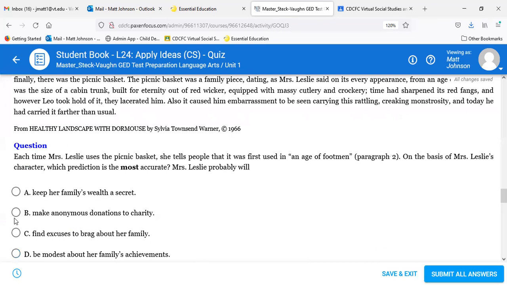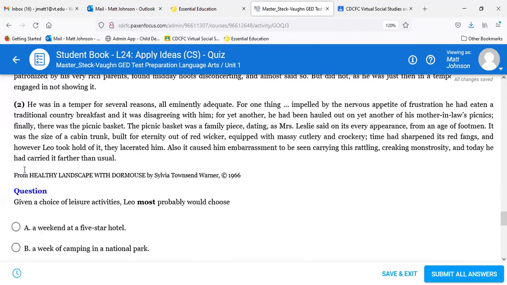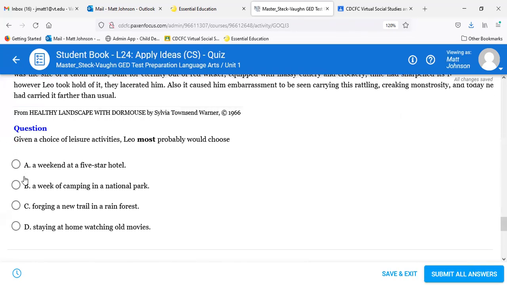C for 4. Footman, this one is kind of weird because you have to know what a footman is, right? But that's basically a servant. And this is in London, so you would have footmen to carry stuff like that. So when it says the picnic basket is as old as the age of footmen, she would have had somebody carry it for her. So you could think that this is also somebody who's well-to-do and wealthy and would find excuses to brag about her family. So 4 is C. And number 5, Tracy, you want to read number 5?